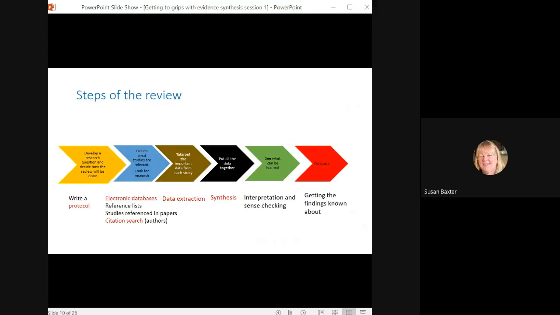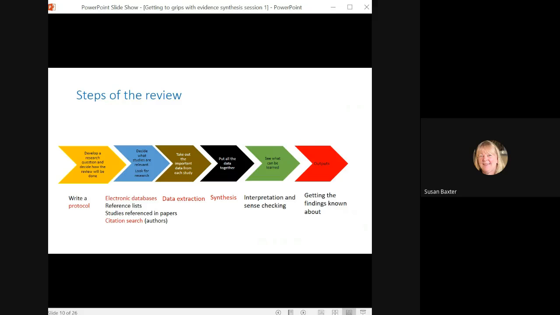Great, thank you, Fiona. So as I said, we're going to be using one example throughout this presentation, and we're going to work our way through the different steps of a typical review that you might come across within the Evidence Synthesis Centre. So the steps of the review go in a very particular order.